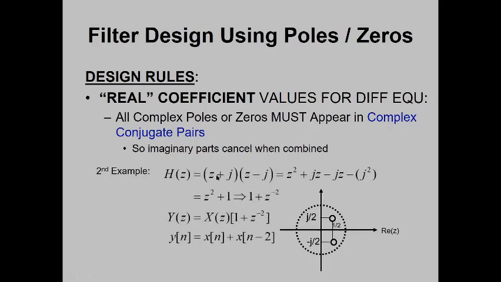Like if I had zeros at plus or minus j, those are complex. I have both conjugates, so that's fine. When I recombine them, the imaginary parts will cancel each other out and leave me just real valued coefficients, which lead to a real valued difference equation. So I can have complex values, I just have to have them in conjugate pairs.